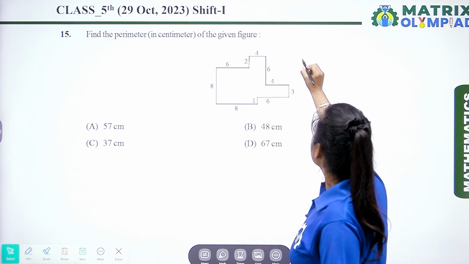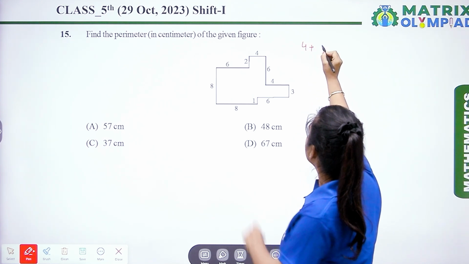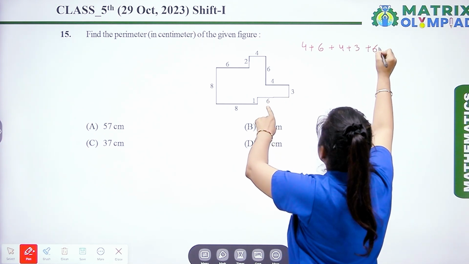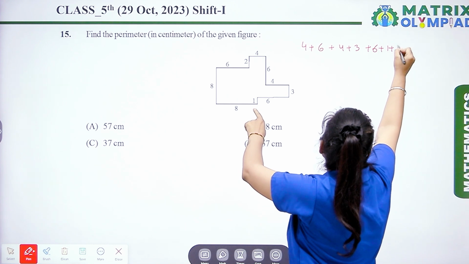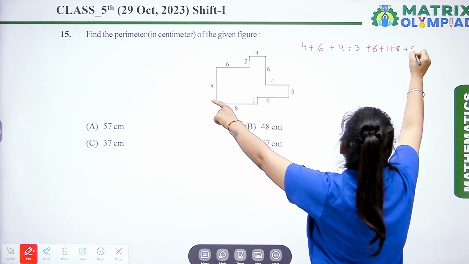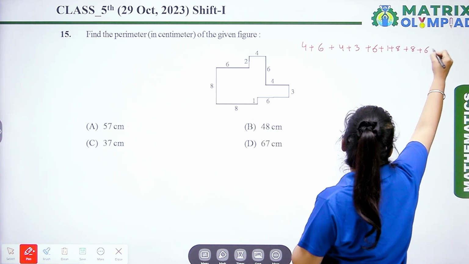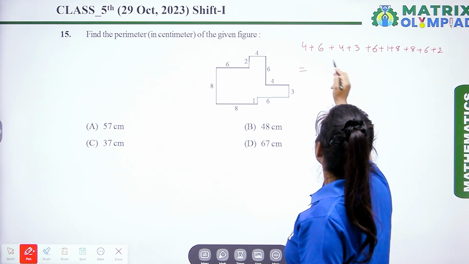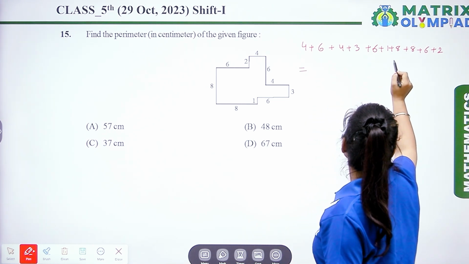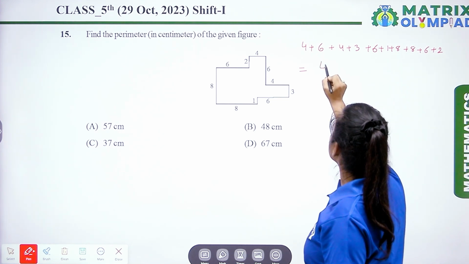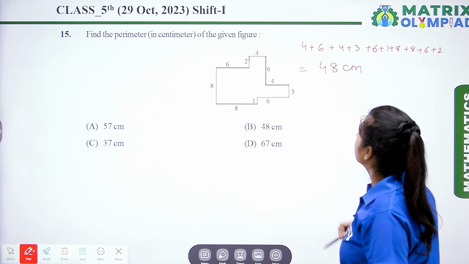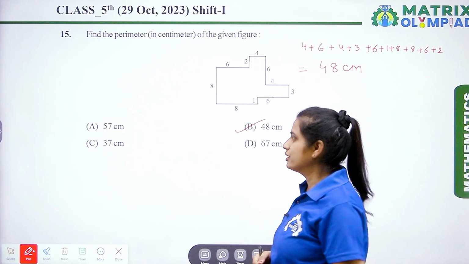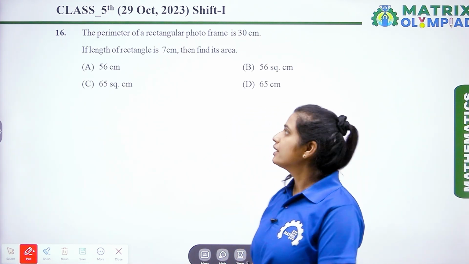Now let's add them all. 4 plus 6 plus 4 plus 3 plus 6 plus 1 plus 8 plus 8 plus 6 plus. So we have to add them all. After adding, what we get? Now we get 48 centimeter. Now the correct answer is option B, that is 48 centimeter. Now the next question is question number 16.